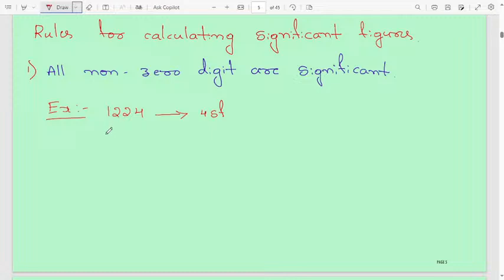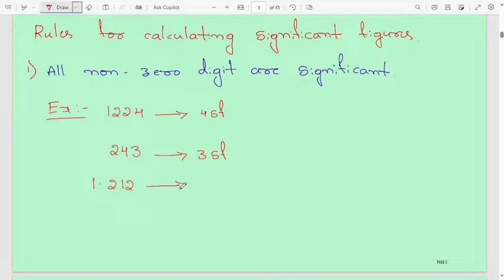Then second example I will give, 2 4 3. This number also does not contain zero. These three numbers will be non-zero digit numbers. Therefore it will be three significant figures. How many numbers do you have? 1 2 3, three significant figures. Then I will give the next example.